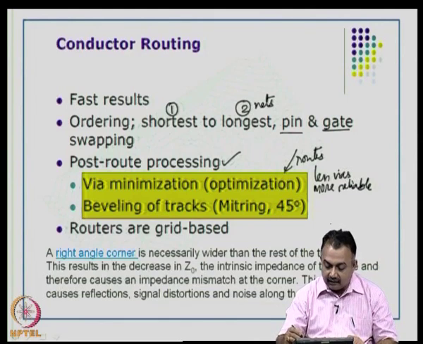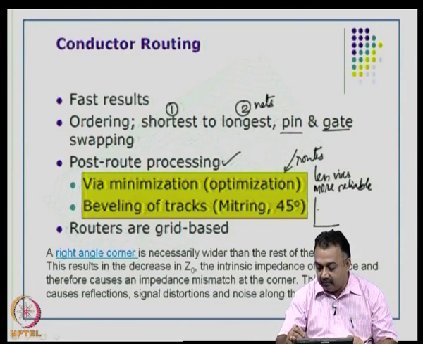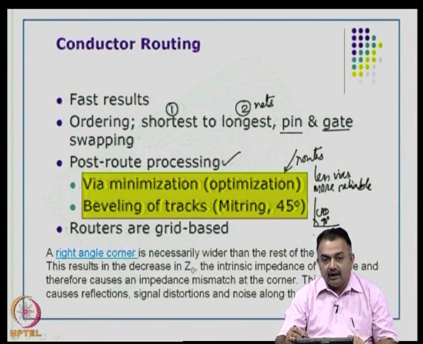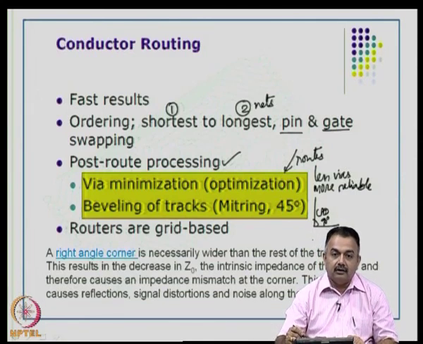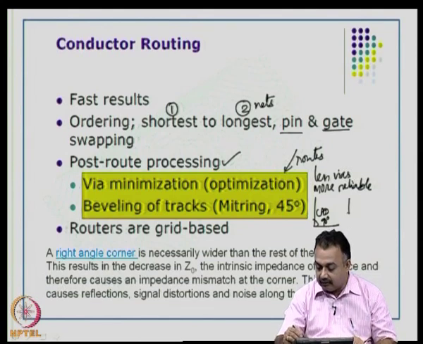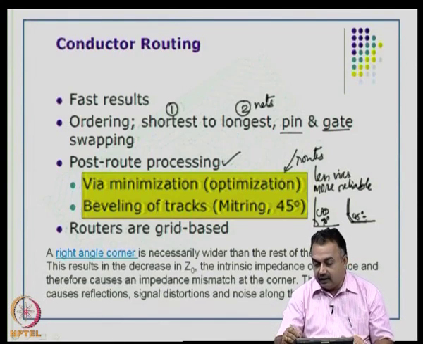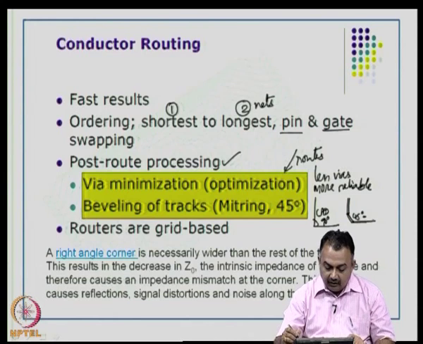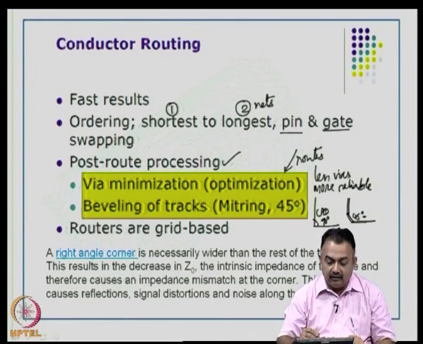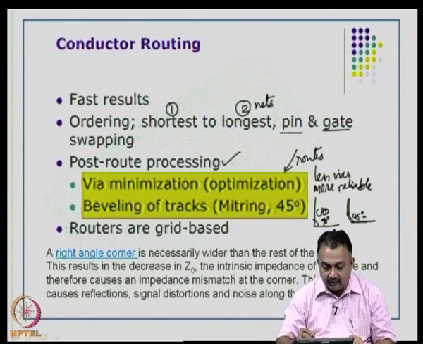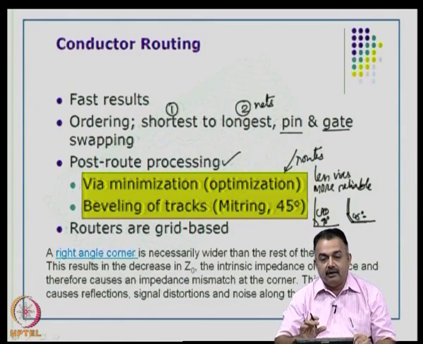Then you bevel the tracks. That means, you have a 90-degree track created by the CAD program, but then 90-degree is an unaccepted format for both electrical performance as well as for manufacturing purposes. So, typically you would like to take a 45-degree turn and provide these traces. So, the reason for moving from 90 to 45 is that a right angle corner is necessarily wider than the rest of the trace. This results in the decrease in Z naught, that is the intrinsic impedance of the trace, and therefore, it causes an impedance mismatch at the corner.